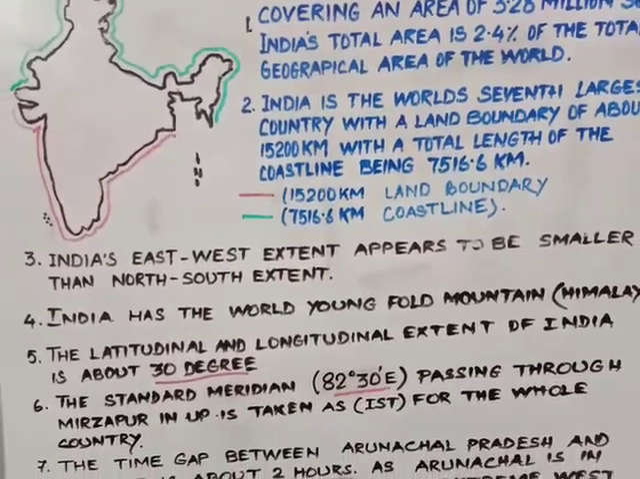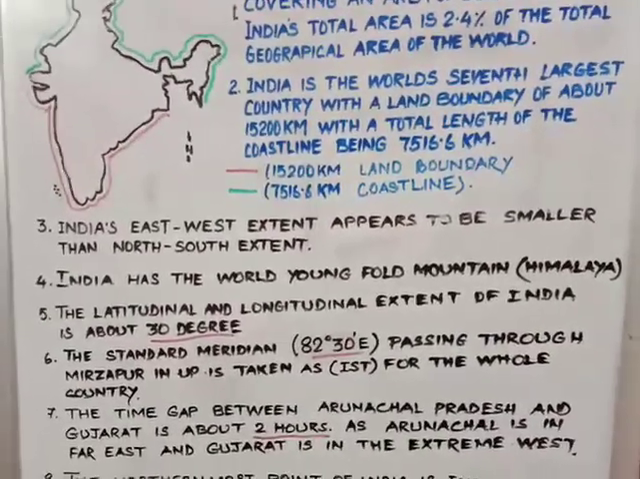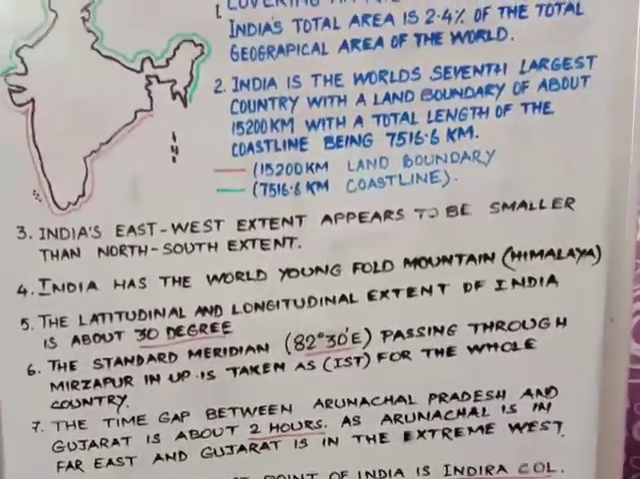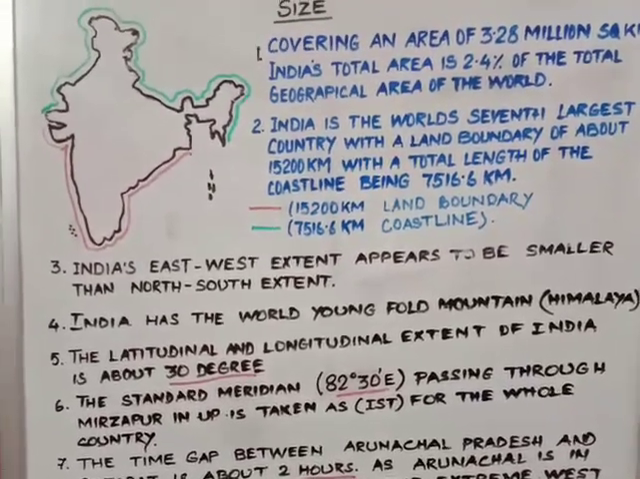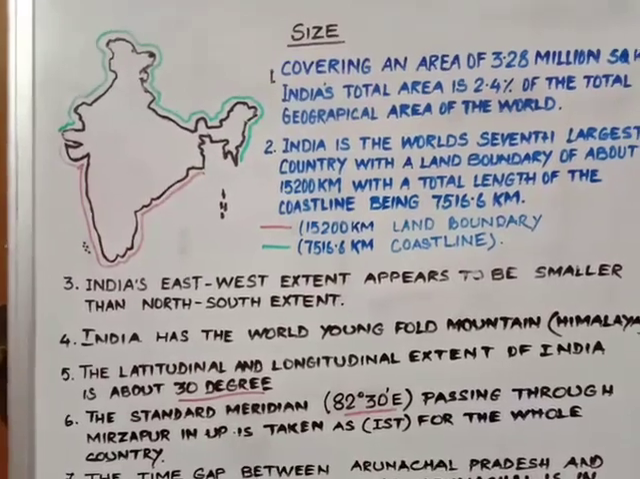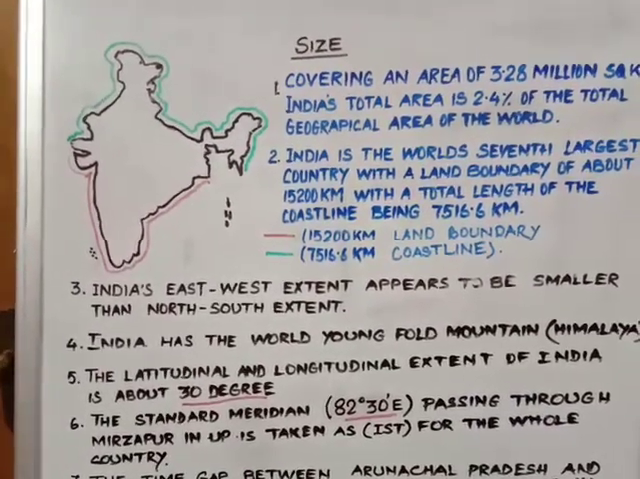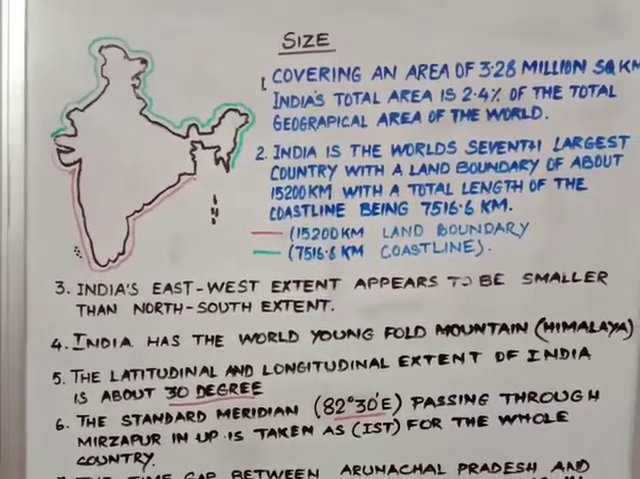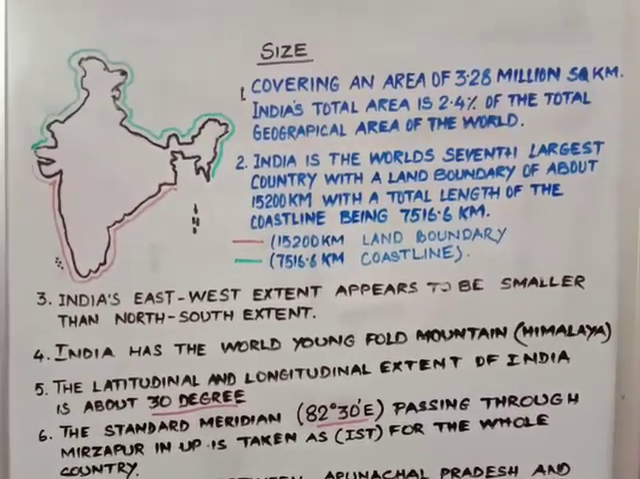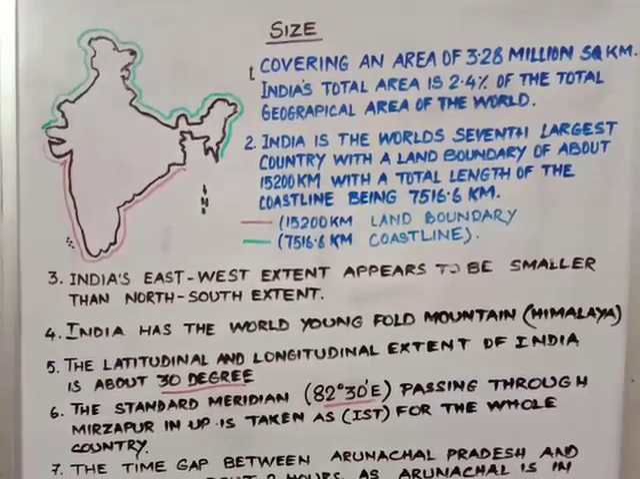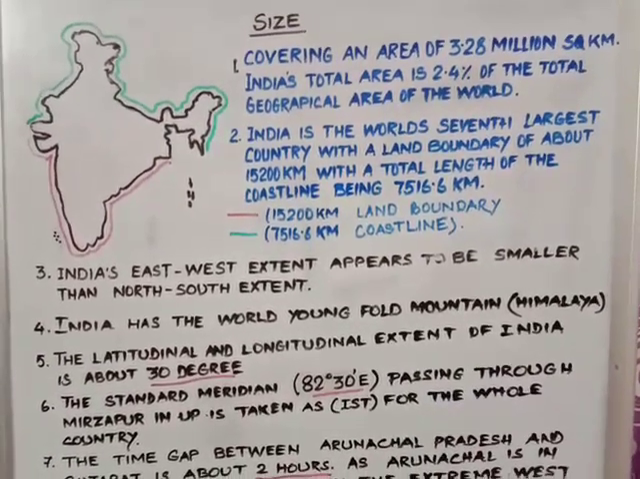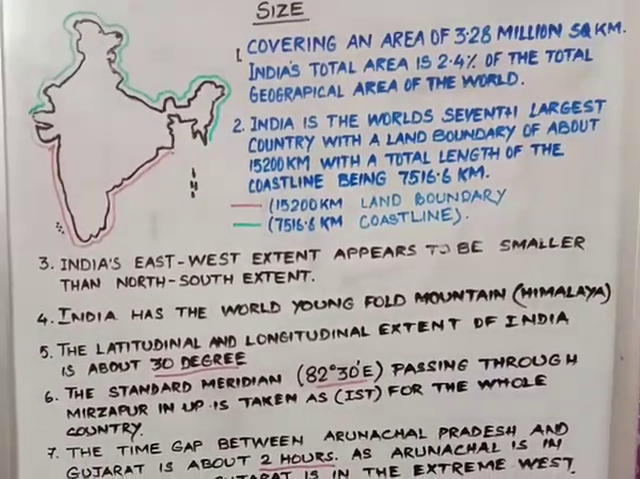Next, we come to number 3. India's east-west extent appears to be smaller than the north-south extent. If you look at the north and south distance, and if you see the distance between the Gujarat side and Arunachal Pradesh side, then the Gujarat and Arunachal Pradesh side seems to be a little smaller, less than Kashmir to Kanyakumari.